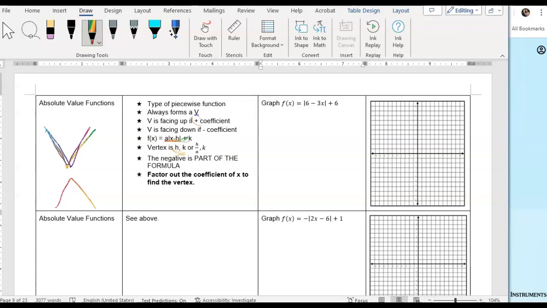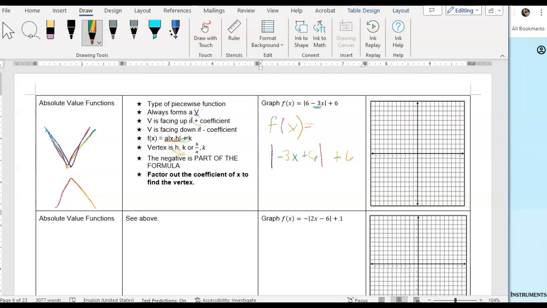So let's look at this one here. Let's rewrite this. F of x equals absolute value. Now I'm going to rewrite the inside so that I can see what the coefficient of x is. So I'm going to rewrite this like this. This is a little bit confusing because the x is written second. That negative goes with the number it's in front of, so it is going to be written as such.